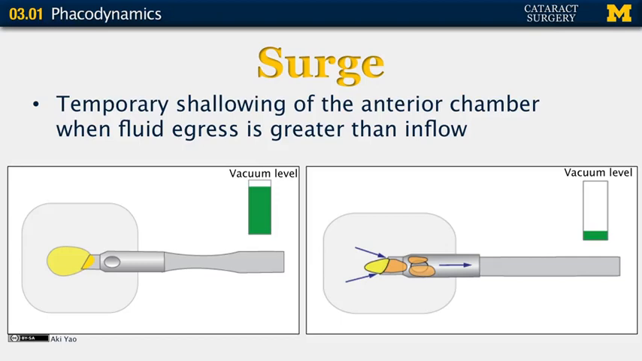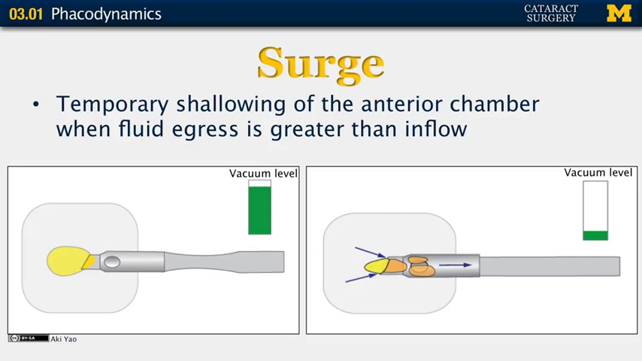And so in our picture on the left here, we have a nuclear fragment that's occluded the phacotip. Our vacuum level has risen to the maximum that we've preset it at. And we can see that the actual tubing is starting to indent because the vacuum is so high and the phaco piece is fully occluding the nuclear fragment. As the phaco energy is applied, the fragment is then emulsified and gets drawn into the phaco handpiece. At that level, the vacuum drops instantaneously.